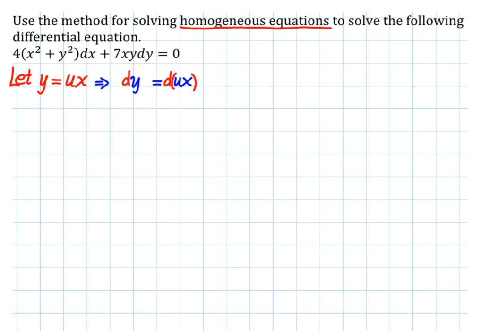The right hand side is going to be a product rule. So we will have u dx plus x du, that is, x times du plus u times dx. So that is the product rule. We will substitute that into this dy.